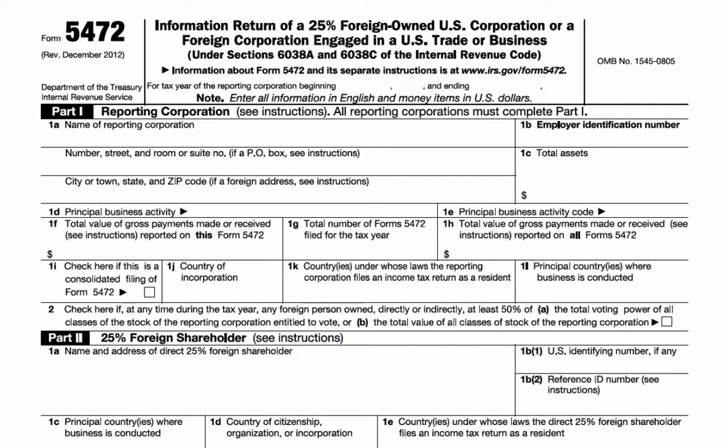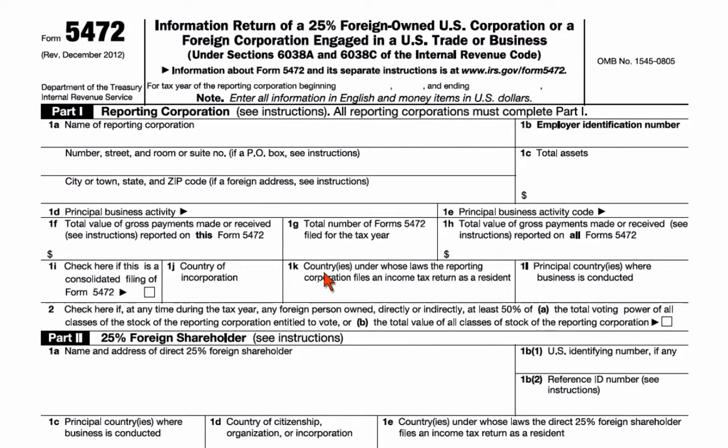In Part 1, you have basic information about the reporting corporation, such as its name, address, employer identification number, total assets, and business activity. On line 1F, you list the total payments made or received as reported on this 5472. Note that a separate Form 5472 is required for each related party that there are reportable transactions. For example, if a reporting corporation has reportable transactions with two related parties, then two Forms 5472 should be filed, one for each of the related parties.